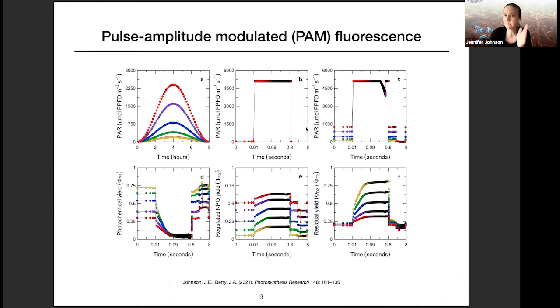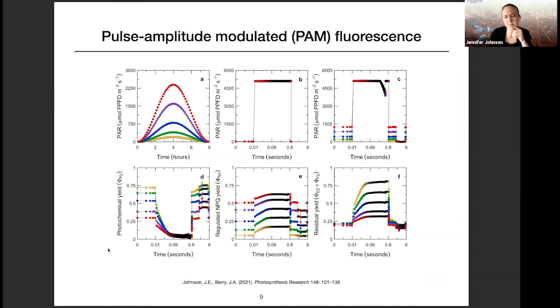So a saturating pulse of light was applied, as in panels B and C. And essentially what happens when you do this to a leaf is illustrated in this lower row of results. The plots here show the partitioning of the absorbed light in these pulses between 3 competing dissipation pathways.